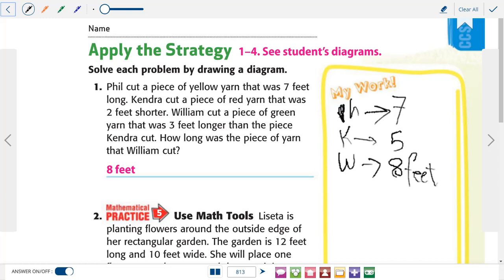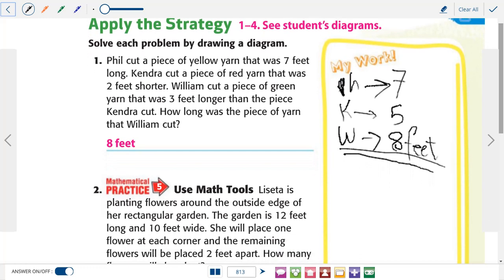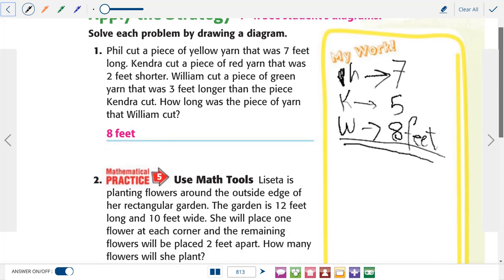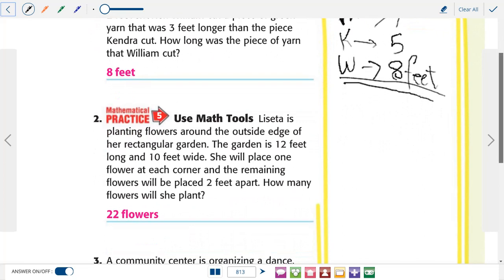So the answer is 8 feet. Grade 3, if any question was hard for you, try to write while you're solving. Try to write all of the information you can understand from the question. Okay, question 2.